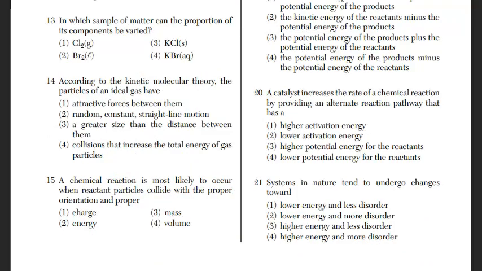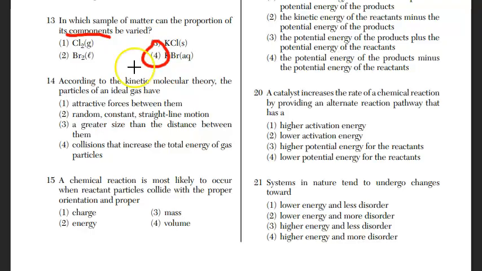Checking out question 13, in which sample of matter can the proportion of its components be varied? If I can change up the amount of the components, I'm talking again about a mixture, and lo and behold, here it is, right? This is potassium bromide with the (aq) in parentheses, and it's a mixture.